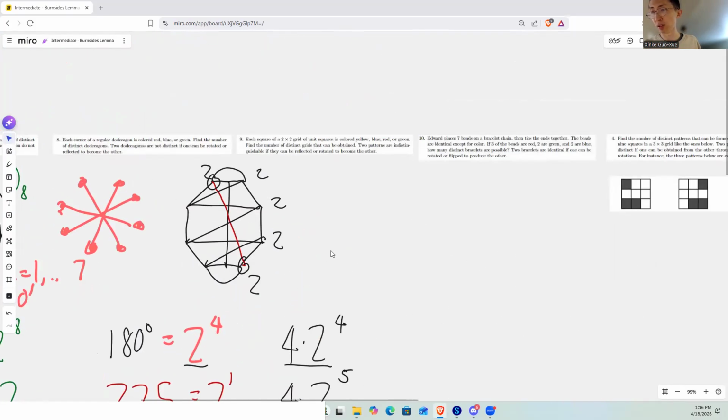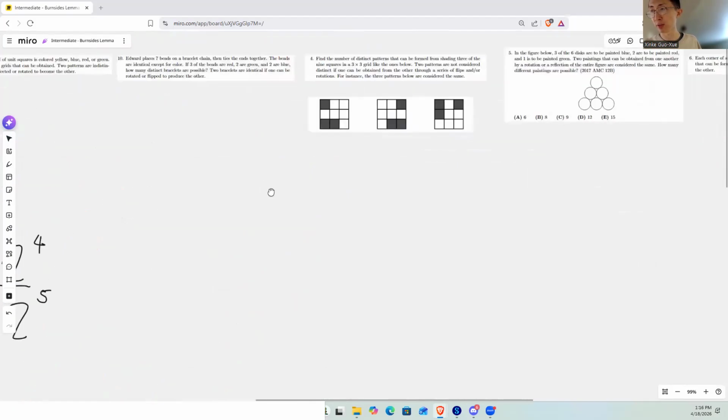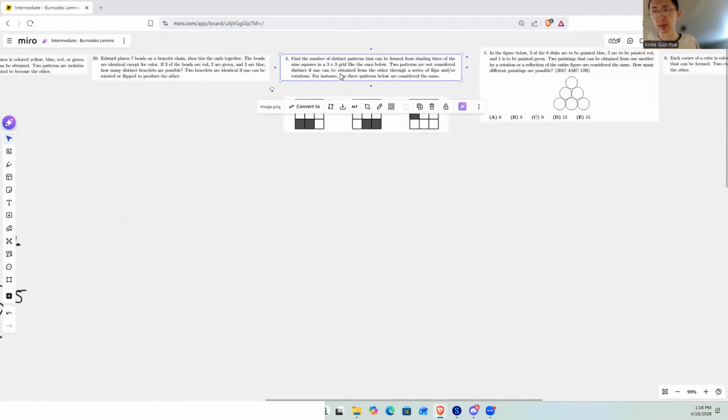So let's try this problem. Number 4: find the number of distinct patterns that can be formed by shading 3 of the 9 squares in a 3x3 grid like the ones shown below. Two patterns are not considered distinct if one can be obtained from the other through a series of flips and/or rotations. For instance, the bottom 3 are the same.